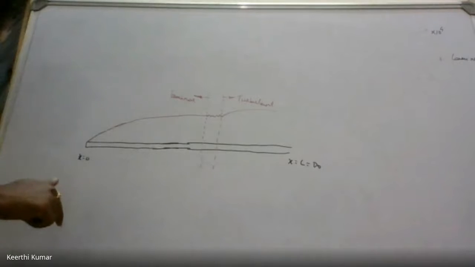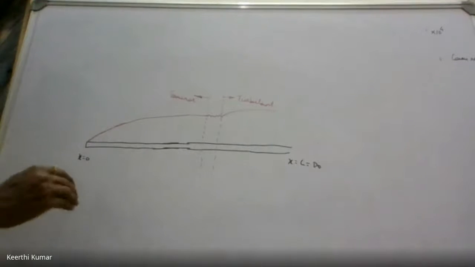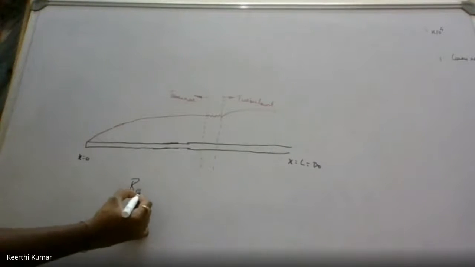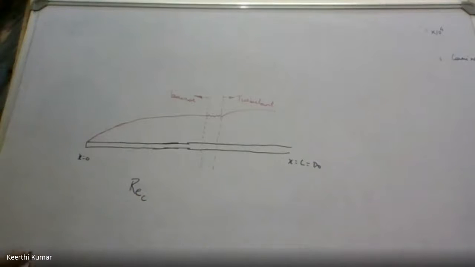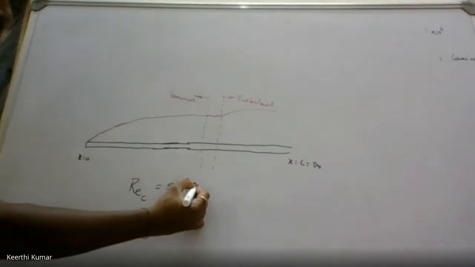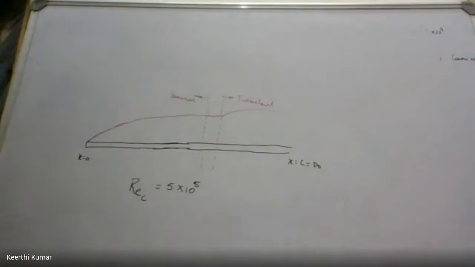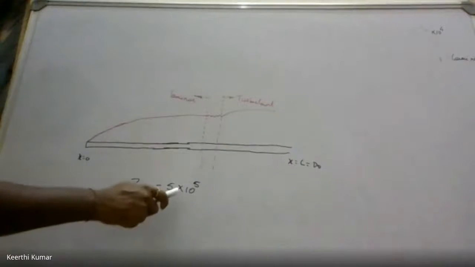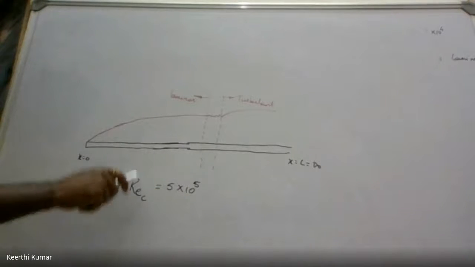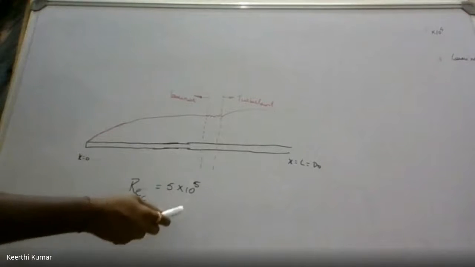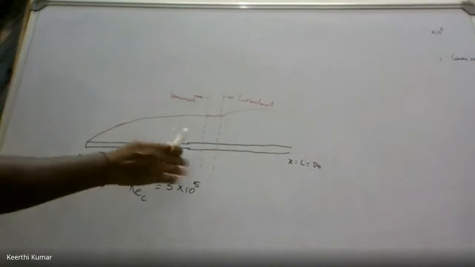How to decide which is laminar flow and which is turbulent flow? To decide that, the Reynolds number, called the critical Reynolds number, should be equal to 5 into 10 to the power of 5. If the value of the Reynolds number is less than 5 into 10 to the power of 5, we will consider it laminar flow. If the Reynolds number is more than this value, we will consider that type of flow as turbulent flow.